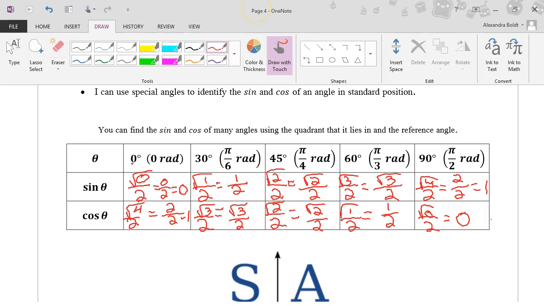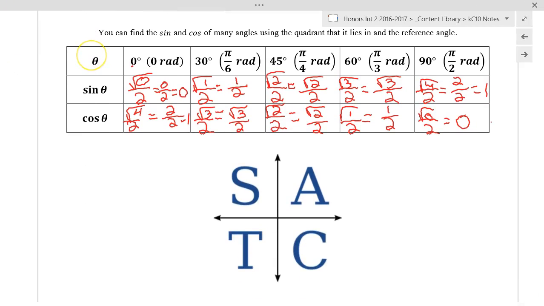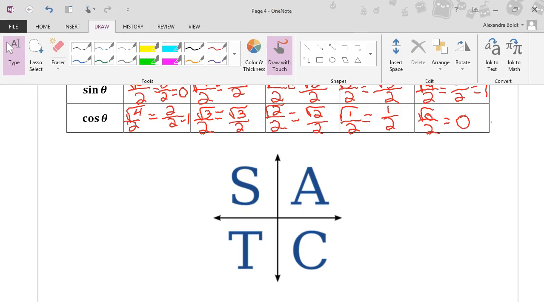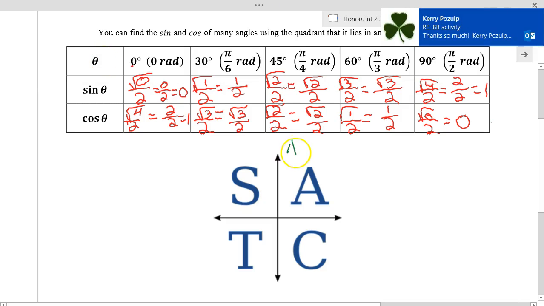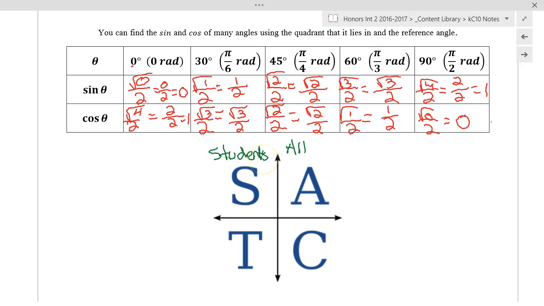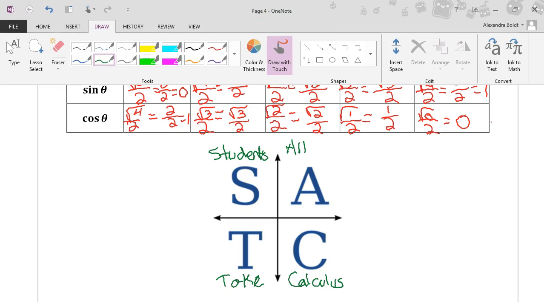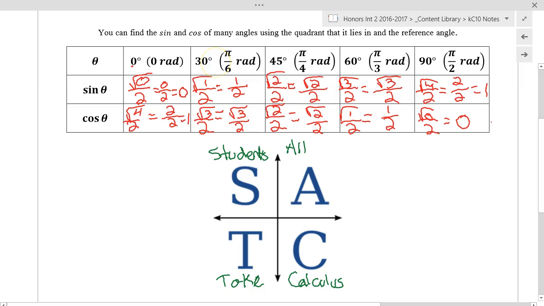The next thing we have here to help us decide what our sine and cosine is going to be is this chart, ASTC, which stands for all students take cosine. It's just a nice mnemonic to remember what we're looking at in each quadrant. And it really tells us if our trig ratio, our sine or our cosine, or our tangent, which we're not really going to look at too much in this unit, is positive or negative.